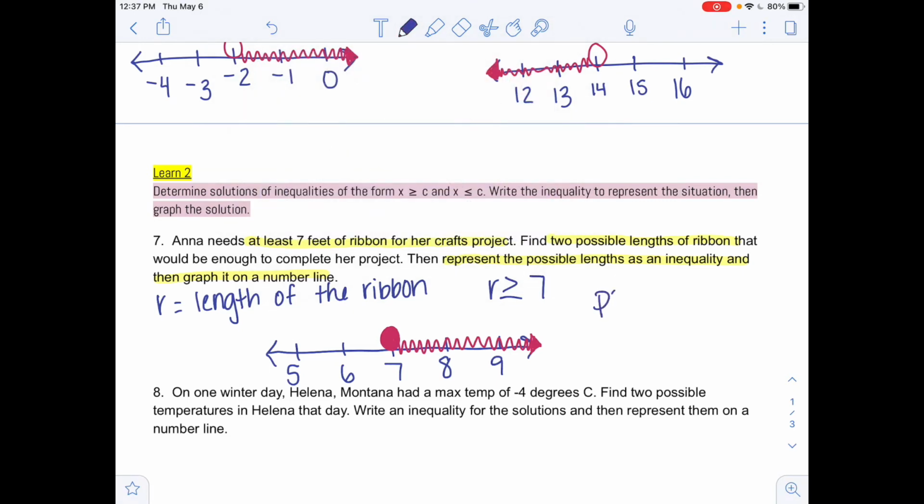Okay, 2 possible lengths that she could use would be 7 or 8. You could pick any 2 that would be equal to 7 or greater than that, but listing here for us, we could choose 7 or 8 feet.